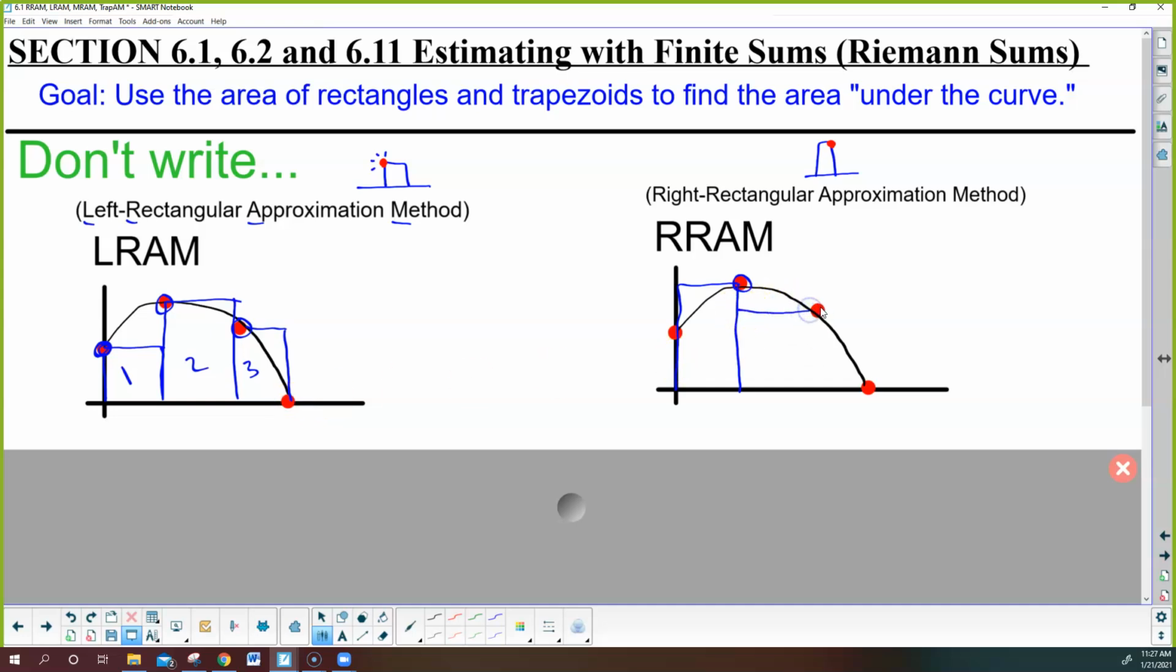But notice if I go from this point here, this is on the right side of the rectangle. And then here's a tricky one, right? I want to use this point and I want to draw a rectangle, but there isn't one, so it's flat. But I still have 1, 2, and you can think of this as a rectangle with a 0 area. So those are two things we're going to be looking at today, the right and left rectangular approximation methods.